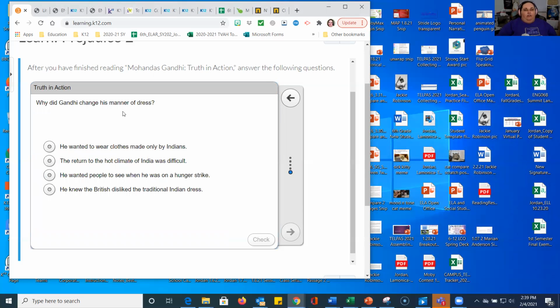Why did Gandhi change his manner of dress? A, he wanted to wear clothes made by only Indians. B, the return to the hot climate of India was difficult. C, he wanted people to see when he was on a hunger strike. Or D, he knew the British disliked the traditional Indian dress. Pick your answer, check it, copy and paste the question and correct answer into your review document.